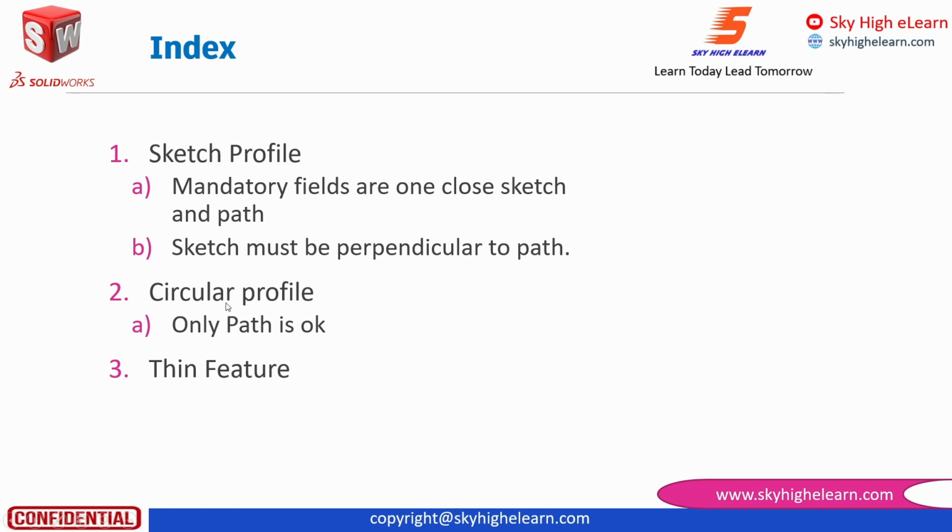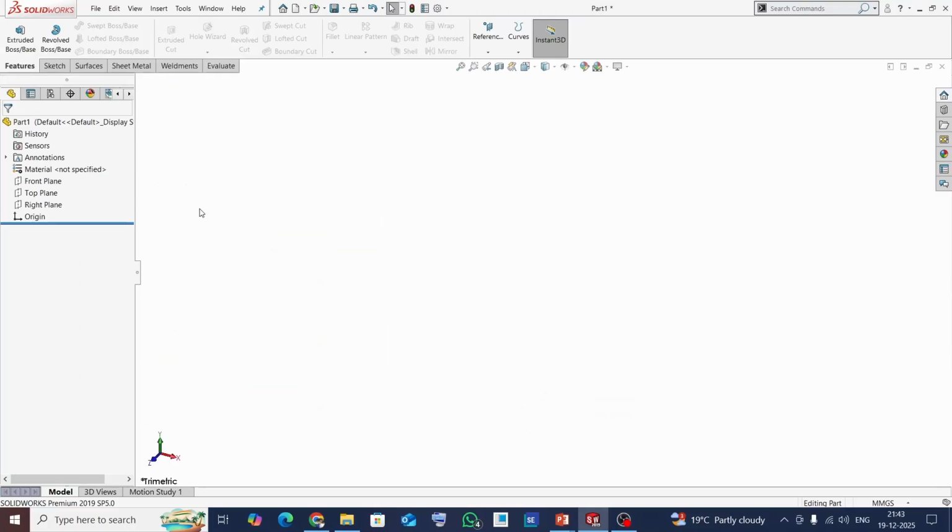And the second option is circular profile. For that, only a path is needed. We can generate a circular profile only with the path. And the third option is thin feature. The thin feature option we can use with the above two options. So let's get started with SolidWorks.